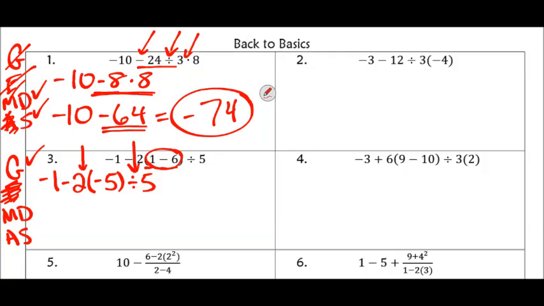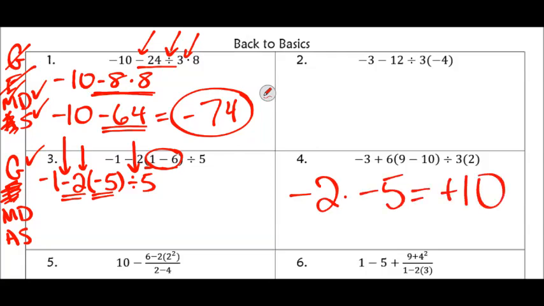I have to work that from left to right, so I'm going to do negative 2 times negative 5. This is especially important. It really is both a minus sign and a negative sign. Those are the same thing. I'm using that in a multiplication problem, so I want to bring that with the 2. It's a negative 2 times a negative 5. Negative 2 times negative 5 is a positive 10. So the subtraction is going to change into an addition symbol. It's going to be negative 1 plus 10 divided by 5. I took care of my multiplication now.